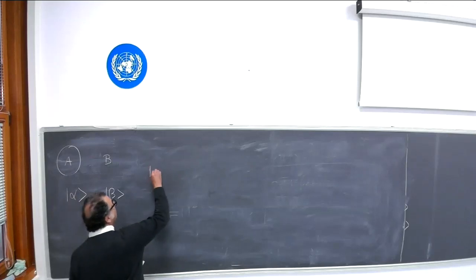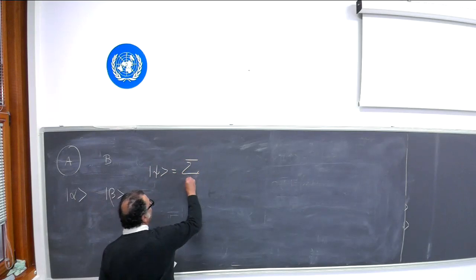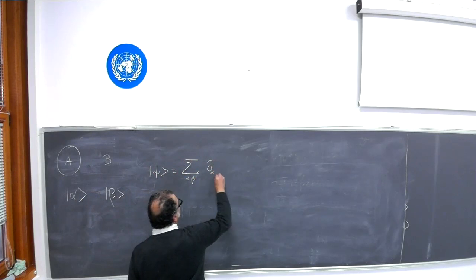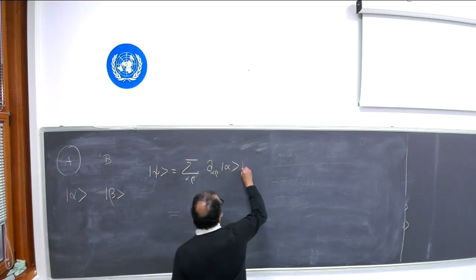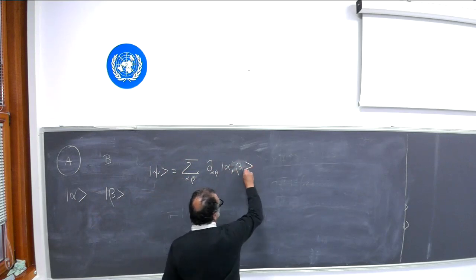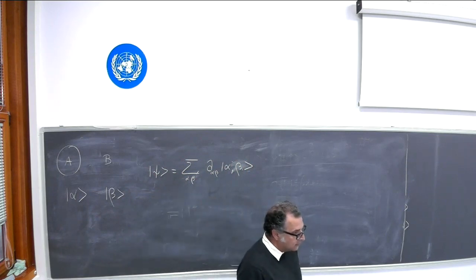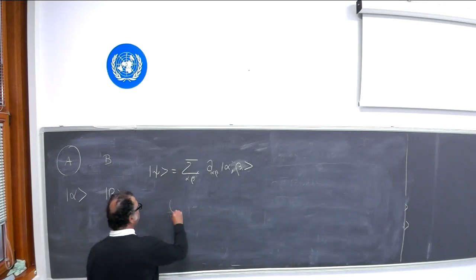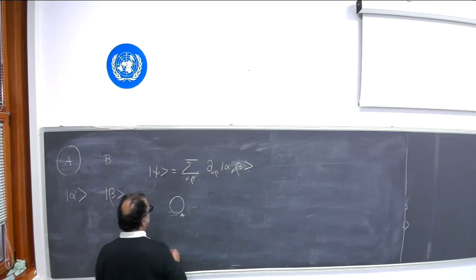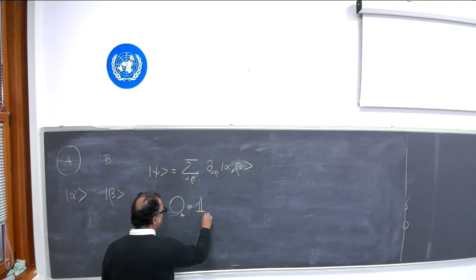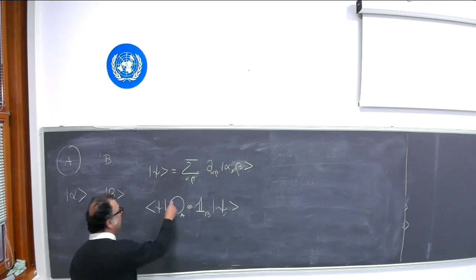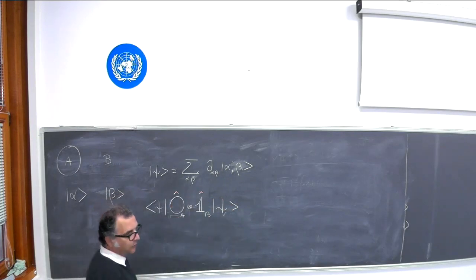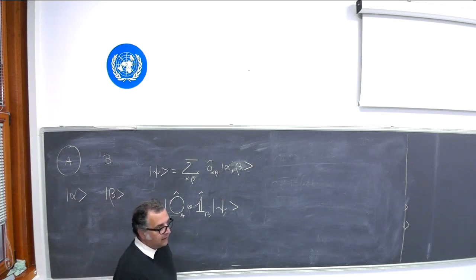Now, a generic state we can write as psi equals the sum over alpha and beta of some coefficient A alpha beta times alpha, beta. Okay. So this is just a basis, and these are all possible coefficients. Now I want to compute the average value of an operator which depends only on alpha. So this means that I have to do the following average: psi, the operator, psi. This is the operator on subsystem A, and on the subsystem B it's the identity, because I'm looking only at A.